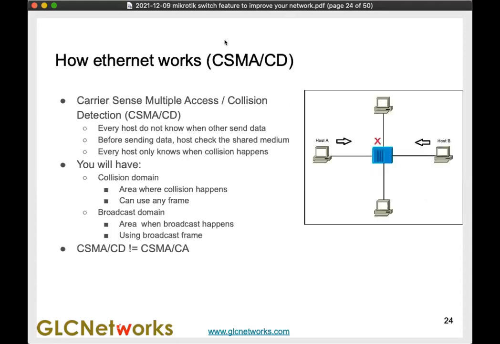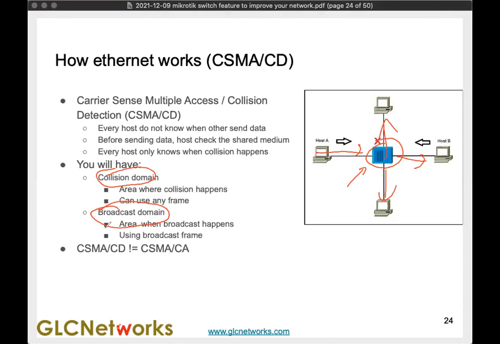If you use Ethernet, of course you need to know how Ethernet works, like CSMA/CD. When one host sends, and if you use a hub, the signal will be sent to the other hosts. It will be broadcast every time the central device receives a signal. By doing so, we will have a collision domain and a broadcast domain. These are different things.